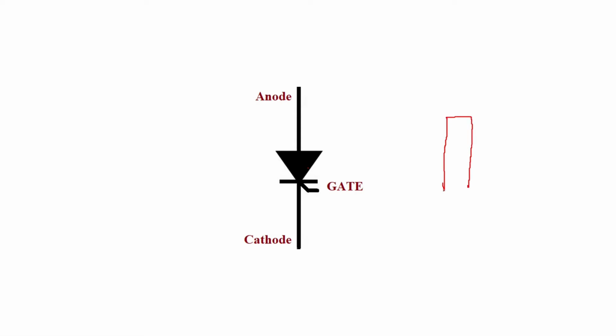You can have a 4-layer device. You can have P1, then N1, then P2, and then N2. So this can be your anode terminal. This will be your cathode terminal, and here is where you're going to give the gate. So this is how the structure and the symbol of SCR looks.